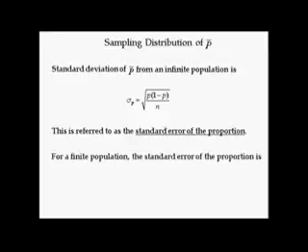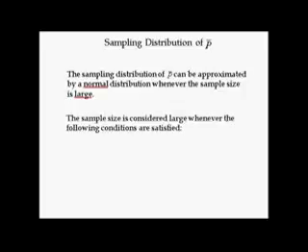For a finite population, the standard error of the proportion is the finite correction factor, the red expression, times the square root of p times 1 minus p divided by the square root of n. The sampling distribution of the proportion can be approximated by a normal distribution whenever the sample is large. The sample size is considered large whenever the following conditions are satisfied: the sample size times the population proportion is greater than or equal to 5, and the sample size times the difference between 1 and the population proportion is greater than 0.5.